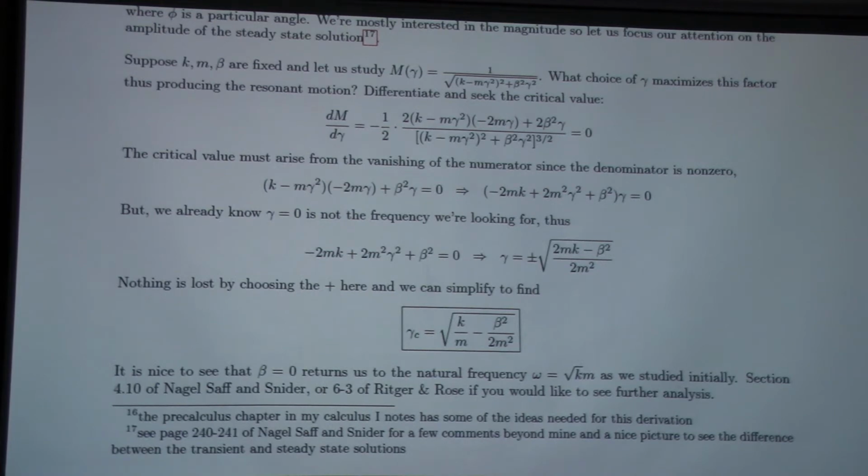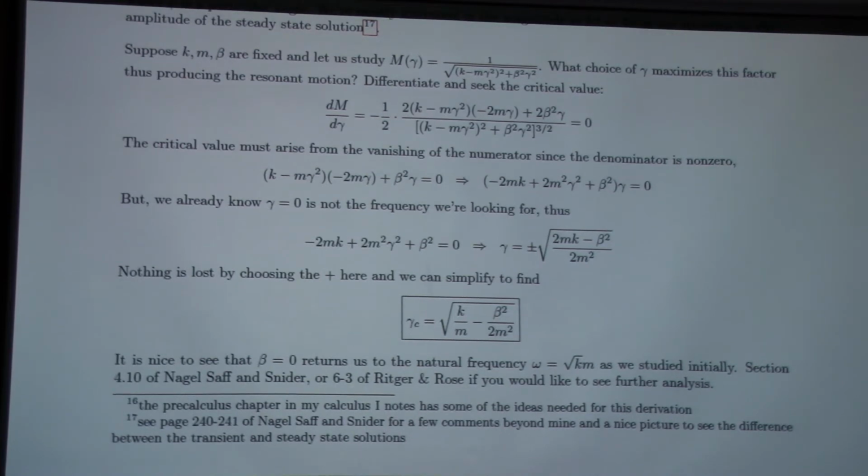If dM d gamma is never 0, that means that either M is always increasing or it's always decreasing. So either frequency 0 is maximum or minimum, and frequency infinity is maximum or minimum. You don't need to consider negative frequencies because sine of gamma t is the same as sine of minus gamma t. It suffices to look at non-negative values to index what's possible for your solution set. Anyway, there are beautiful treatments of this in Nagle, Saff, and Snider in section 4.10, or in Ritger and Rose's book, if you'd like to see more.